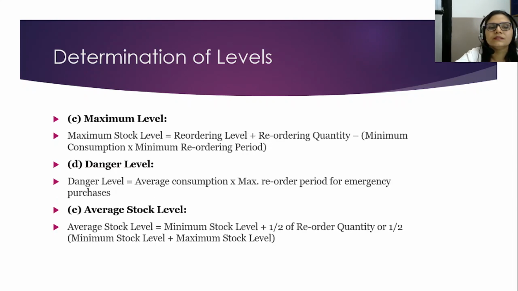Next is maximum level. It represents the maximum quantity of an item of material which can be held in stock at any time. Stock should not exceed this quantity. The quantity is fixed so that there may not be overstocking. Basically, the work of maximum level is to ensure that there is no overstocking of materials going on in the organization. Overstocking is extremely necessary to avoid, and if overstocking is done, there can be many disadvantages which come to the organization.